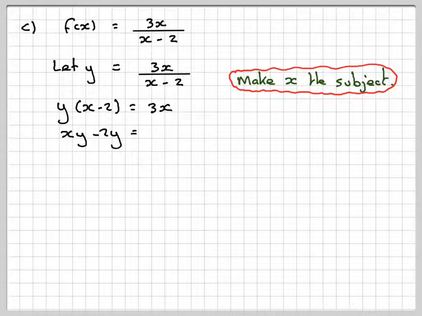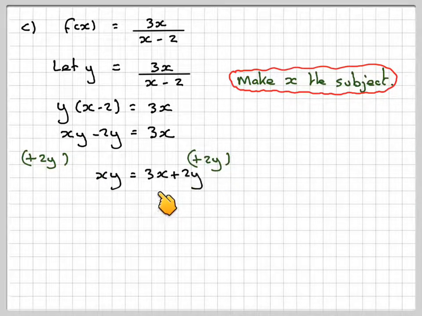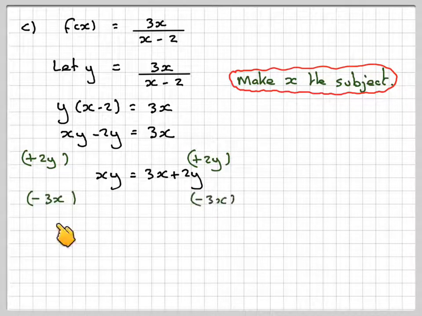Now we collect all the x's on both sides. So first of all, we're going to add 2y to both sides. So it's going to give me xy is equal to 3x plus 2y. And then we're going to take 3x from both sides. So we're going to have xy minus 3x is equal to 2y. Now you can do those two steps in one go if you prefer.